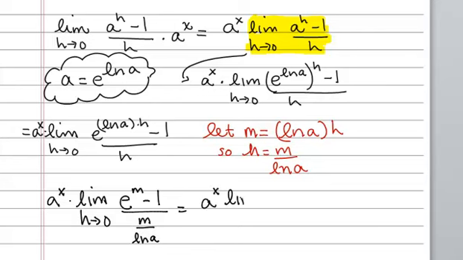Therefore, we can pull the natural log of a out front. So we have natural log of a times a to the x times the limit as h approaches 0 of e to the m minus 1 all over m. And as we said before, that limit approaches a value of 1.